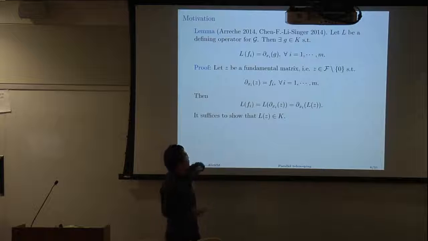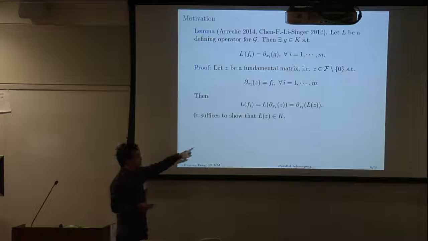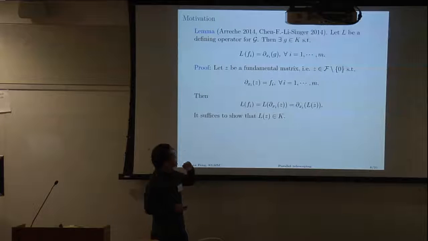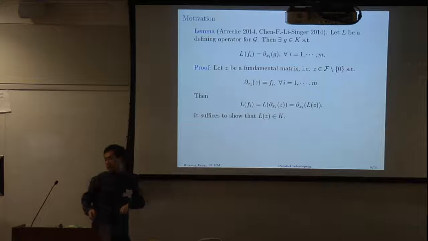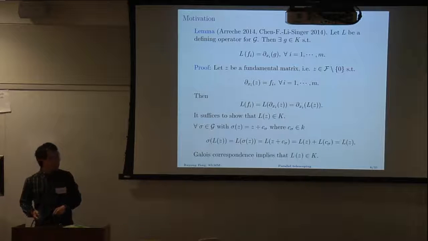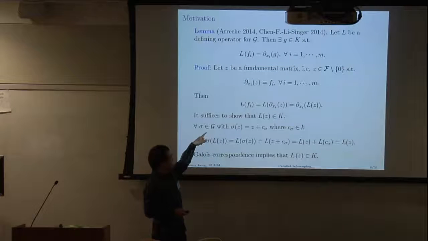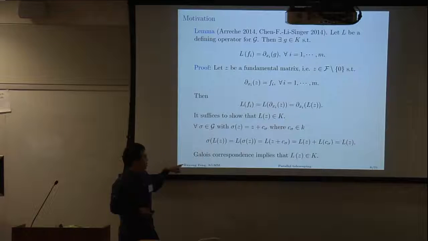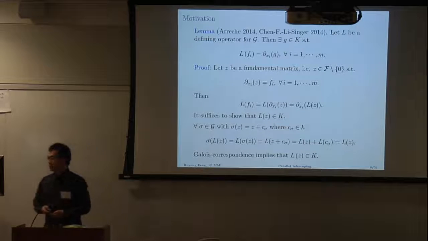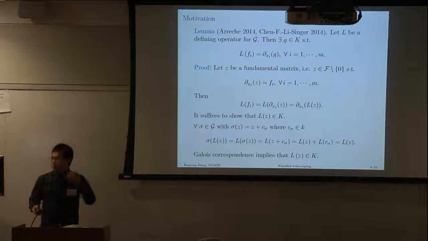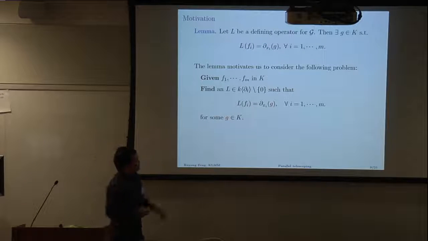We have that a lot of I is equal to the derivative of a lot of j with respect to xi. So it suffices to show that a lot of j is a rational function. Okay. And it's easy to verify that a lot of j is fixed by all elements in the Galois group. So the Galois correspondence implies that a lot of j is a rational function. Okay. So this lemma motivates us to consider the following problem.